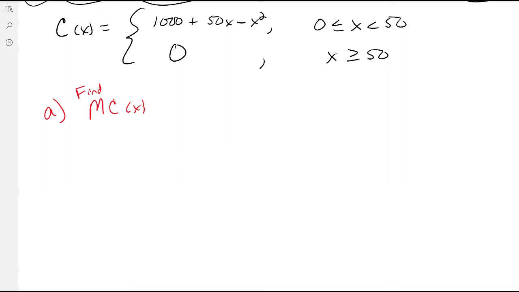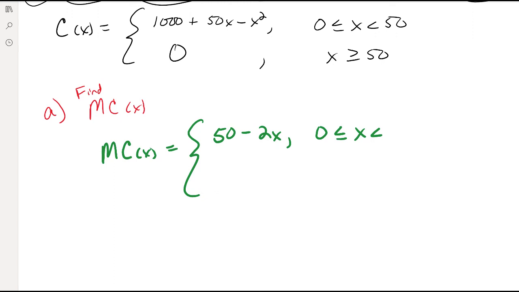So we know we take the derivative, right? All right. So our marginal cost function will be, let's go over here. Since we started with the piecewise, we're going to have a piecewise as our marginal cost here. And let's go ahead and take the derivative of the top piece here. So the derivative of 1,000 is 0. Derivative of 50x is 50, minus 2x, right? That's the derivative of 1,000 plus 50x minus x squared. And this will be true for x's in between 0 and strictly less than 50.